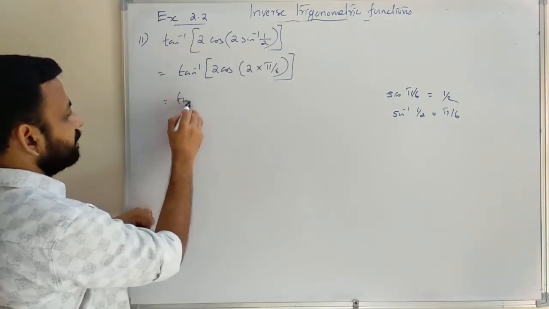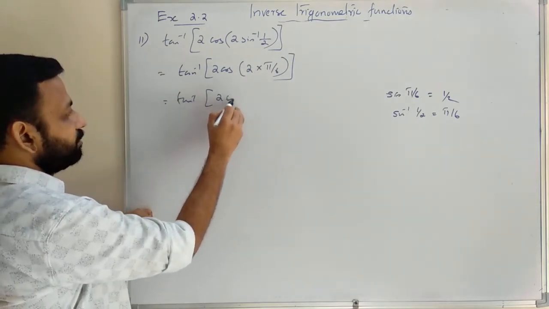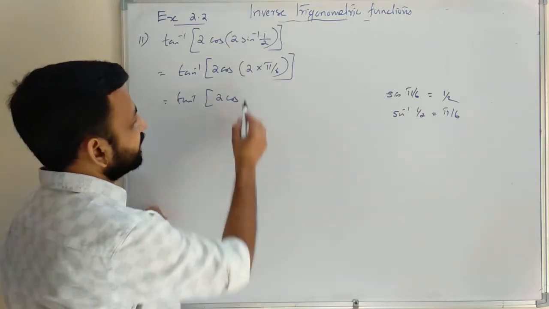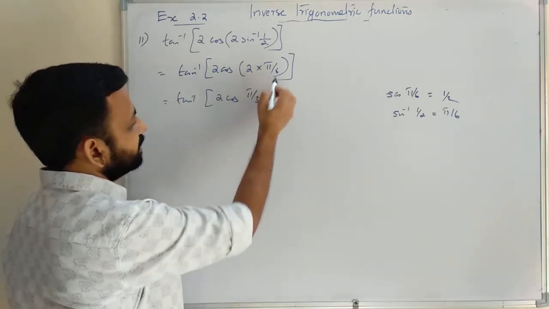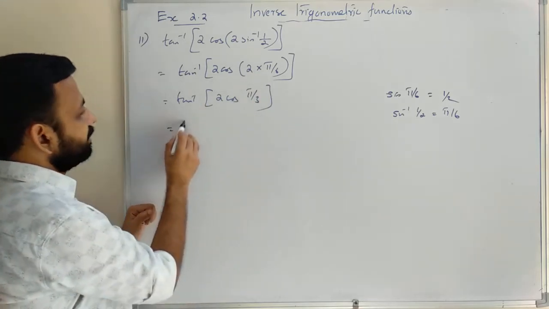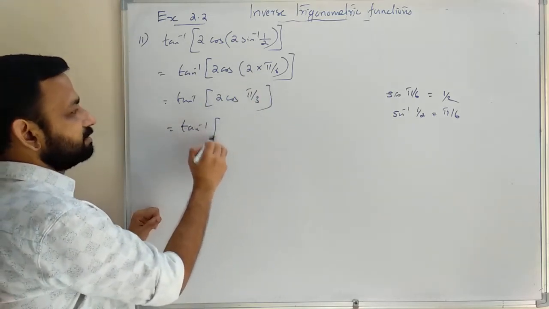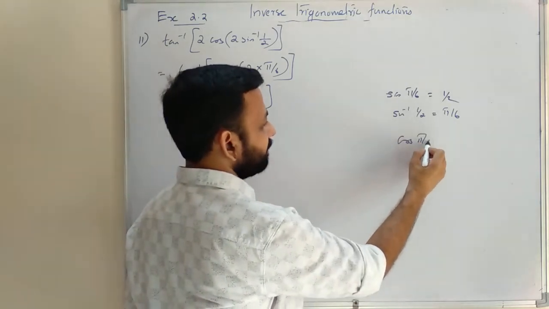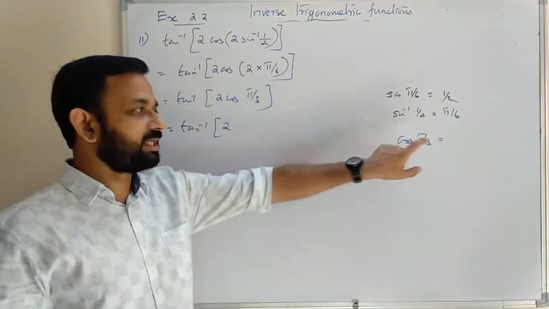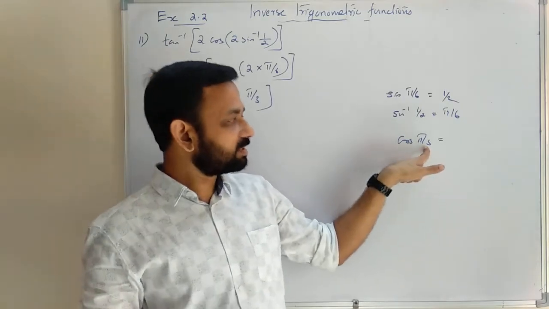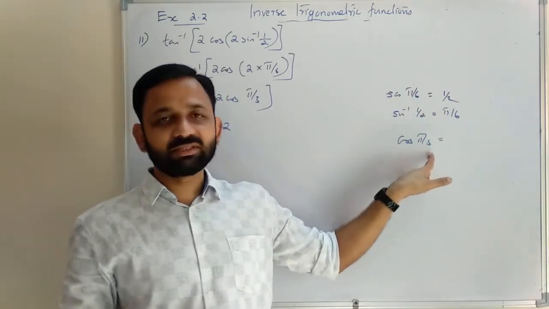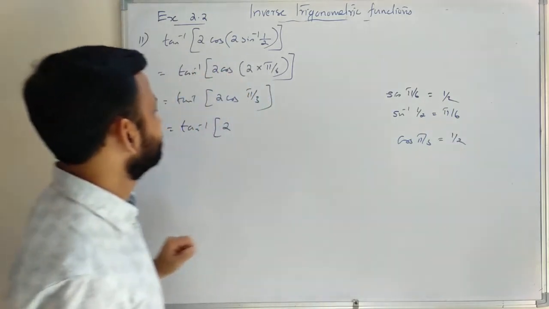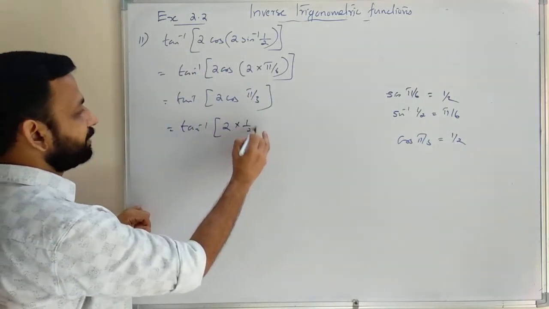That is equal to tan inverse 2 cos. Here 2 and 6 can be cancelled, so we will get 2 cos pi by 3. Then again tan inverse 2 cos pi by 3. Pi by 3 is 60 degrees, so cos 60. Sin 30 and cos 60 are both equal, so cos 60 is again 1 by 2. So 2 into 1 by 2.